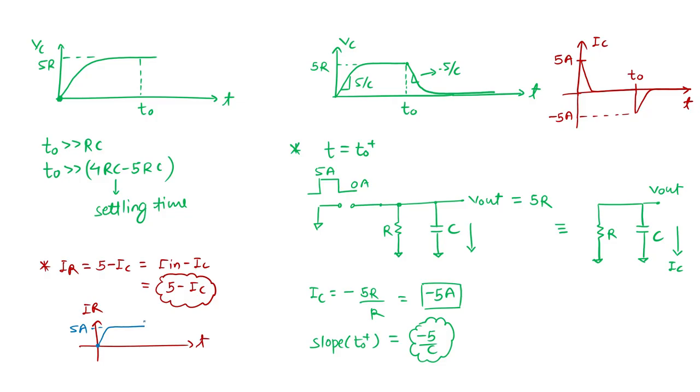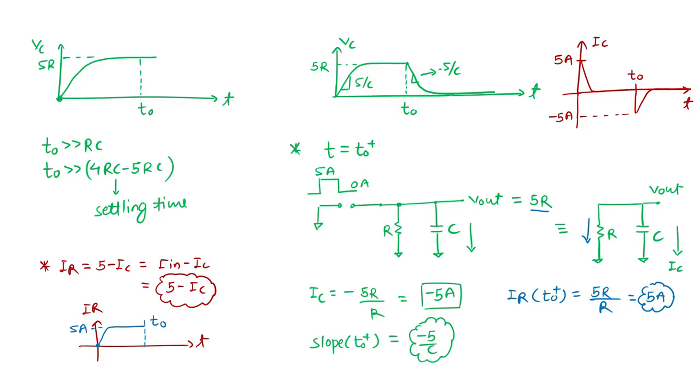So this is my instant T naught. What is happening at T naught? Till T naught, the capacitor is charged to 5R, so the resistor current is what? I should also write IR here. IR at T0 positive: my capacitor is charged to 5R, so 5R by R is nothing but 5 ampere.